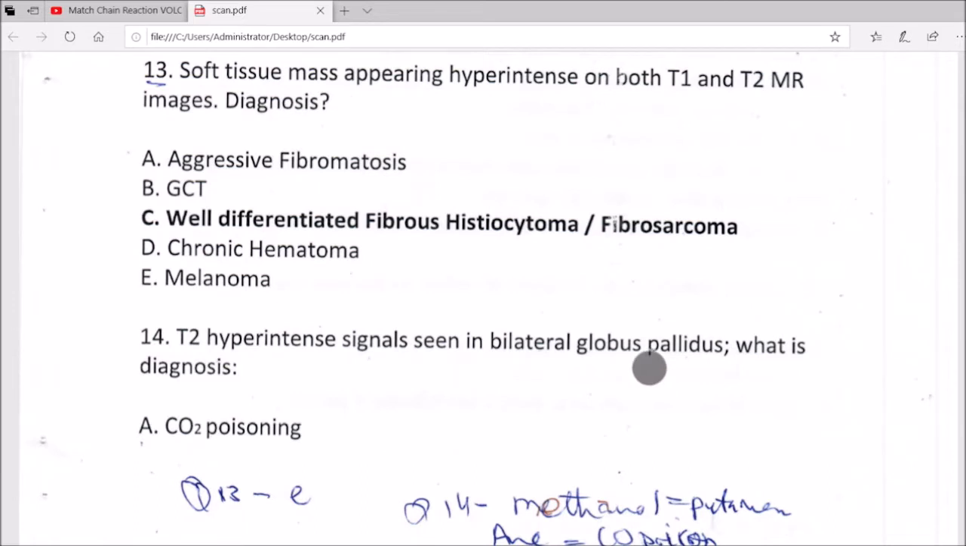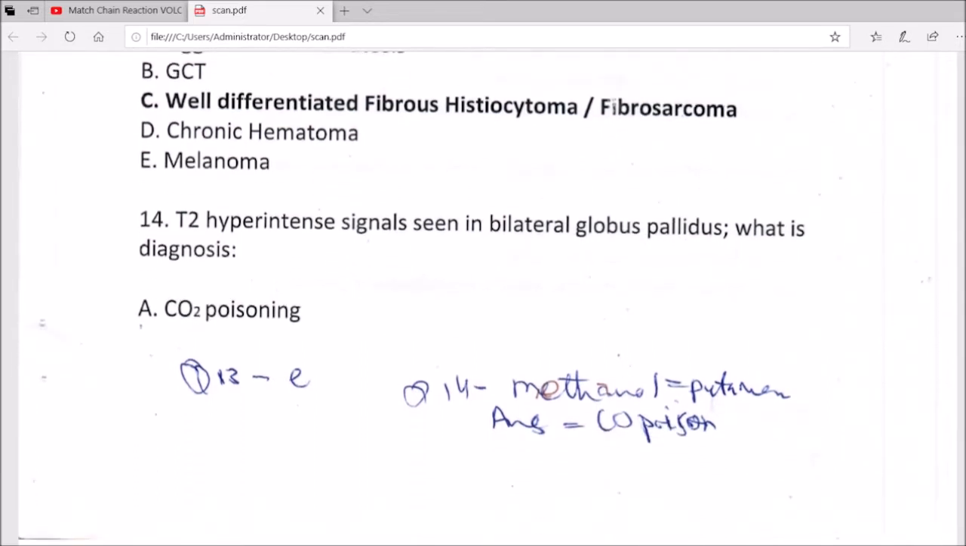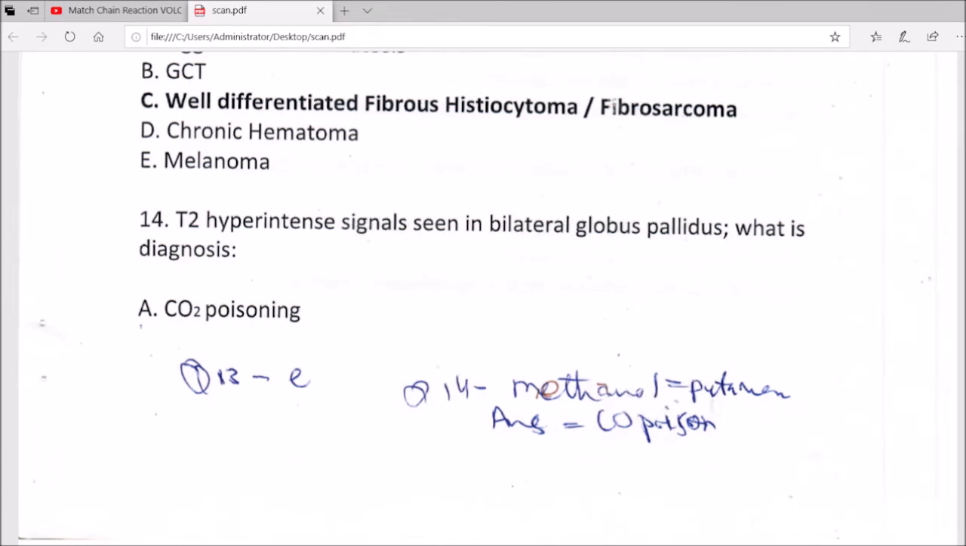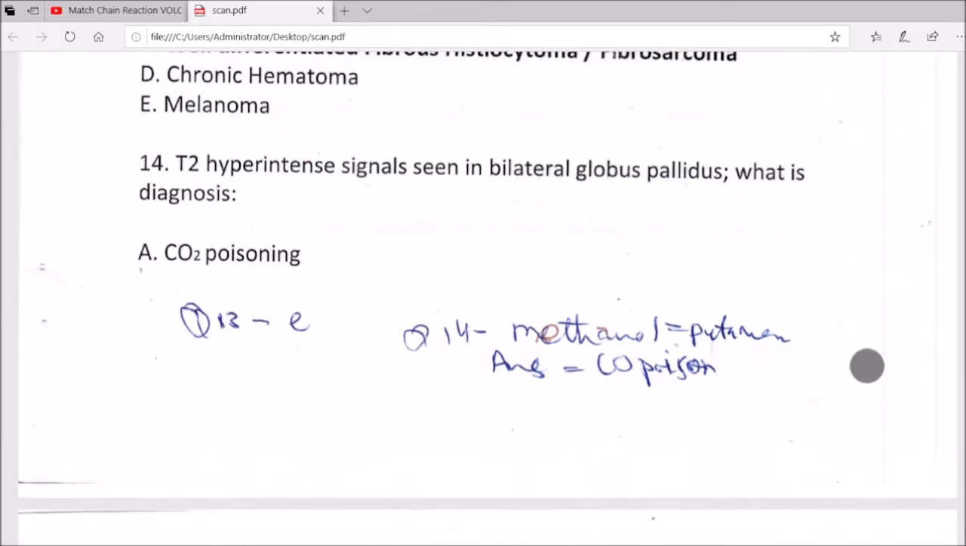14. T2 hyperintense signals seen in the bilateral globus pallidus: what is the diagnosis? Carbon monoxide poisoning. T2 hyperintense signal in the bilateral globus pallidus is seen in carbon monoxide poisoning, and in methanol poisoning the putamen is involved. Hyperintense signal in both putamen suggests methanol poisoning, and in the bilateral globus pallidus, carbon monoxide poisoning.